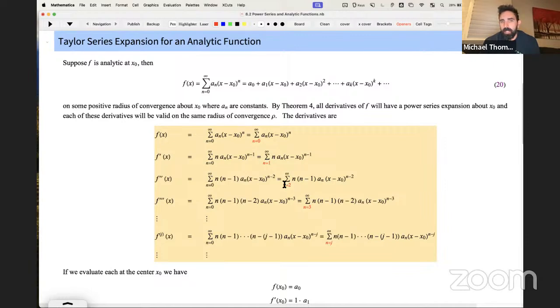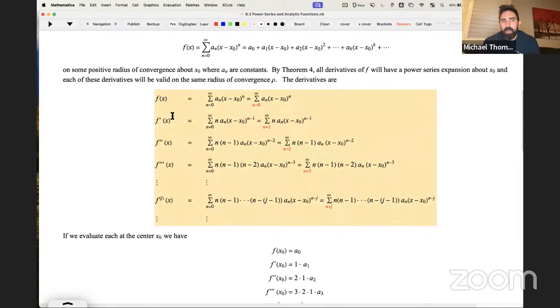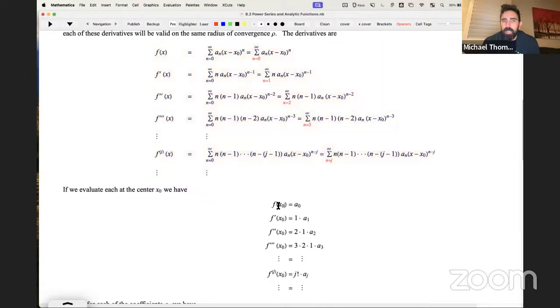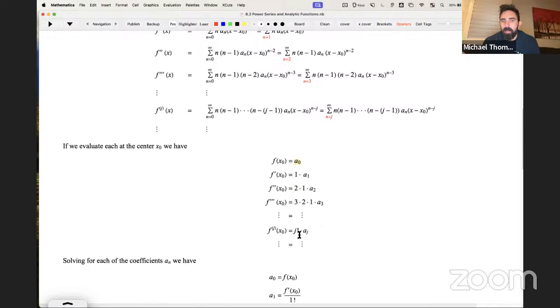Same thing with the rest of these. I just switched it over. First couple terms disappear, 3 terms disappear, and so on and so forth. So if we plug all these in, if we find all these derivatives and then evaluate all of the derivatives at the center, if you plug x naught into the first one, you'll get a naught. You plug x naught into the first derivative, you get 1 times a1 and this guy. And this pattern sort of develops like so.